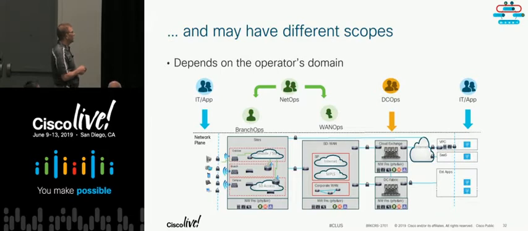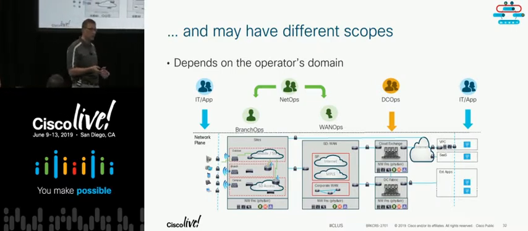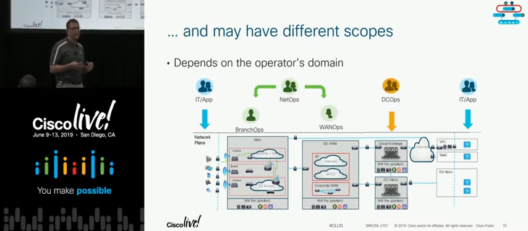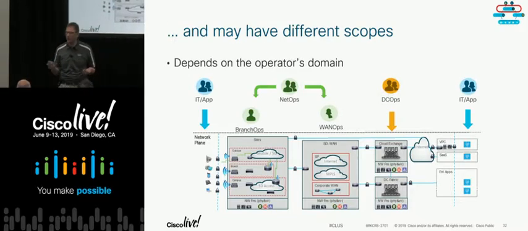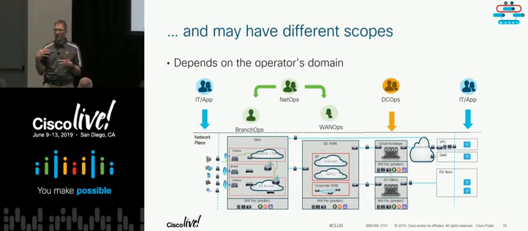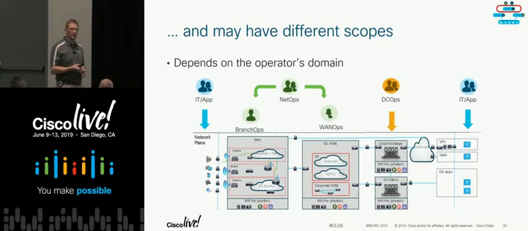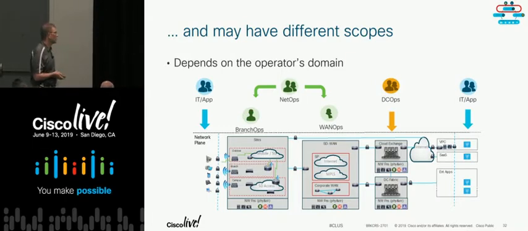So the intent expressed by IT operators may be very different from the intent expressed by a network operator who's concerned about maybe their WAN routers or their campus switches and wireless access points. And again, that's one of the reasons why we have to think about intent verification, to make sure that different organizational teams don't have different policies that come out here that are conflicting with other teams or with other domains.